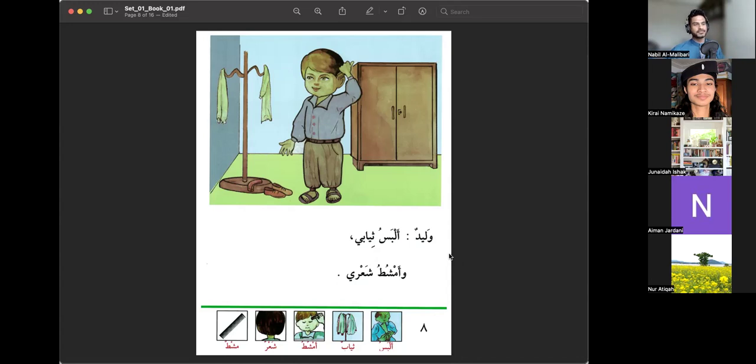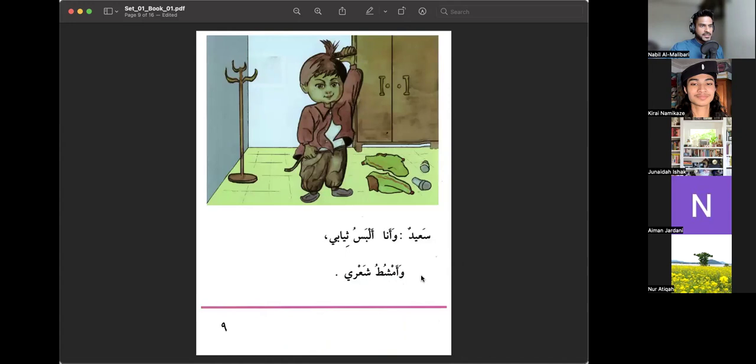I wear my t-shirt and I comb my hair. Very good. I wear my clothes in this case. Okay, t-shirt. You can say t-shirt, no problem. But in the Arabic language, there's another word for it. أَلْبَثُ ثِيَابِي وَأَمْشُطُ شَعْرِي. And I comb my hair. شَعْرِي. Okay, next one.